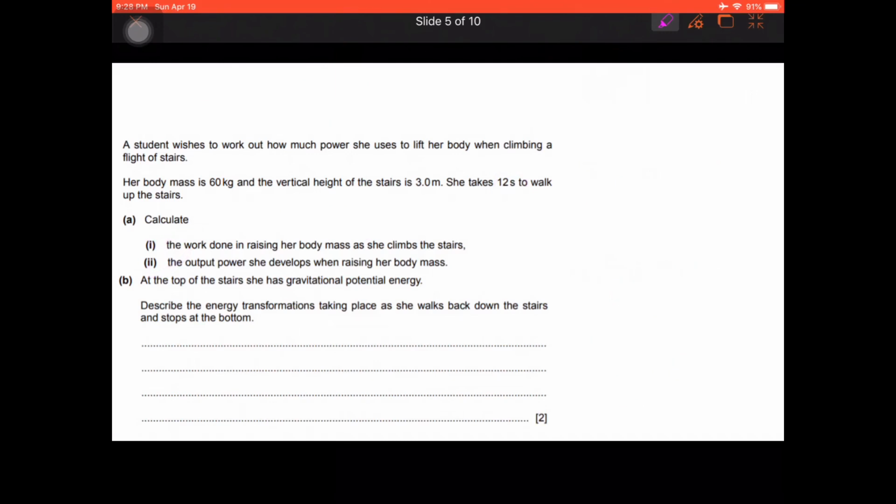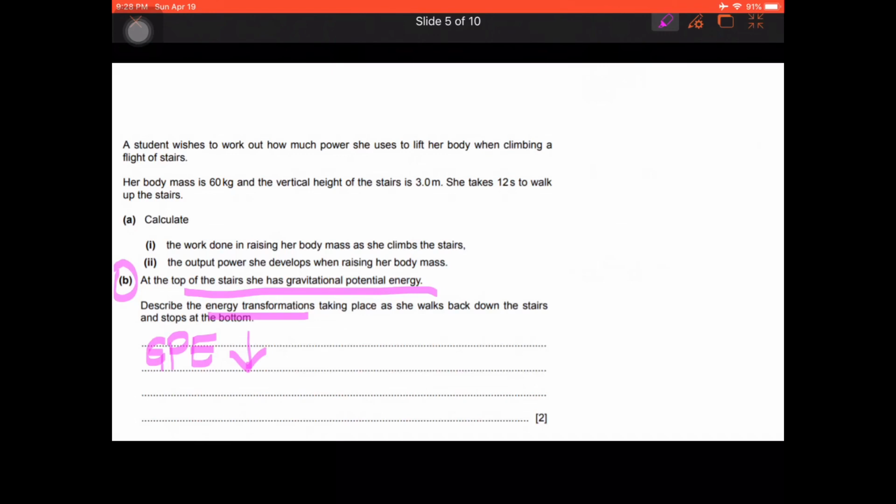Let's move on to question letter B. At the top of the stairs, she has gravitational potential energy. Describe the energy transformations taking place as she walks back down the stairs and stops at the bottom. I haven't discussed energy transformations yet, but I've already discussed the different forms of energy. Now we know that if work is done, transformation of energy is taking place. In this case, if she goes down the stairs, then her GPE, gravitational potential energy, decreases. That form of energy will be transformed to other forms.